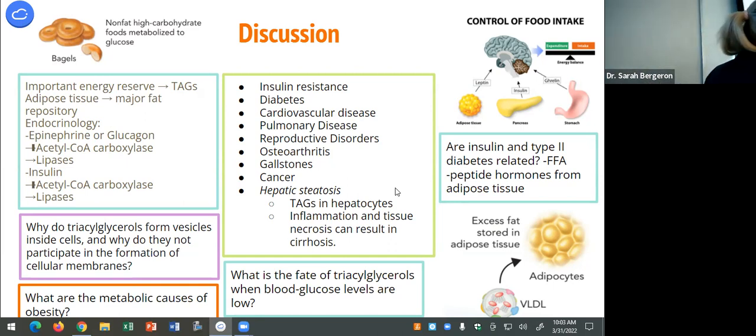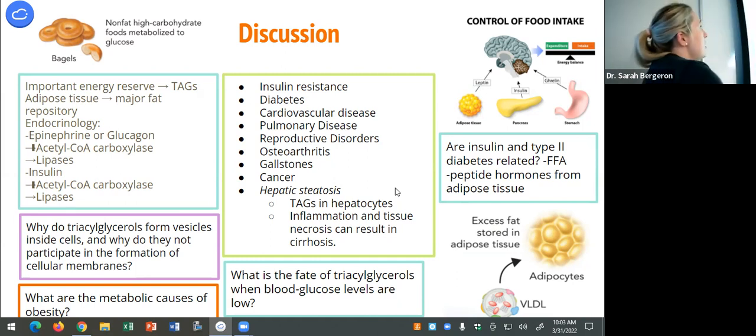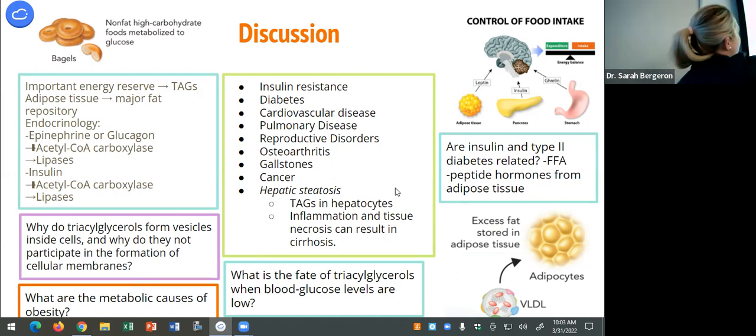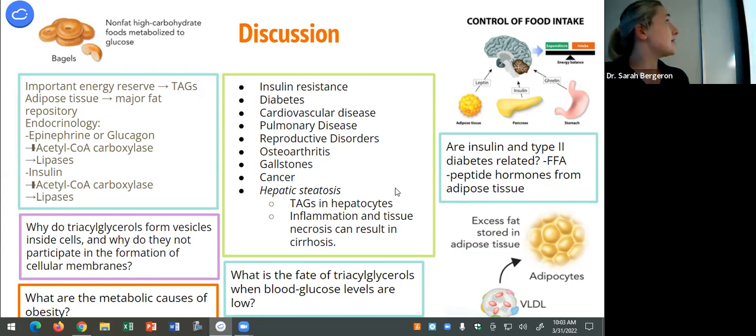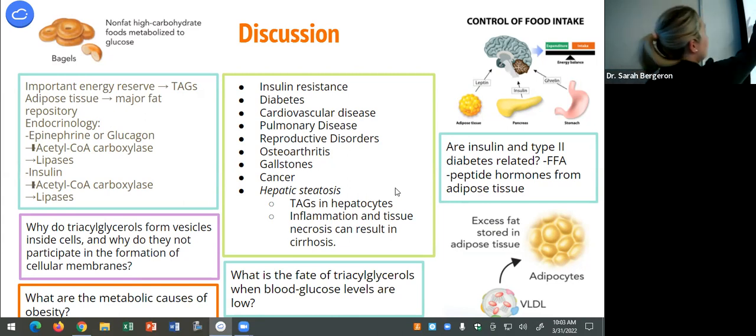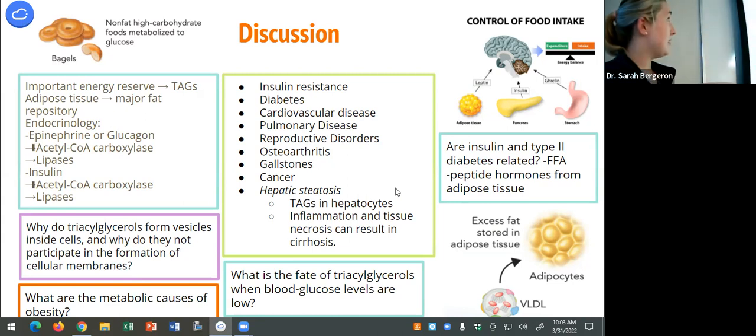This also kind of goes along with metabolic causes of obesity. We have our three hormones: leptin, insulin, and ghrelin. Leptin is responsible for that feeling of fullness, like after you eat, whereas ghrelin is going to send a signal to your brain to say that you're hungry and you need food. And you can see the expenditure and intake. You want that to be level.